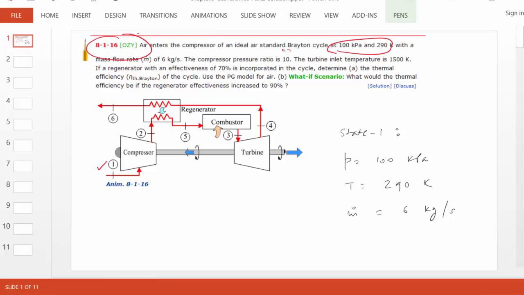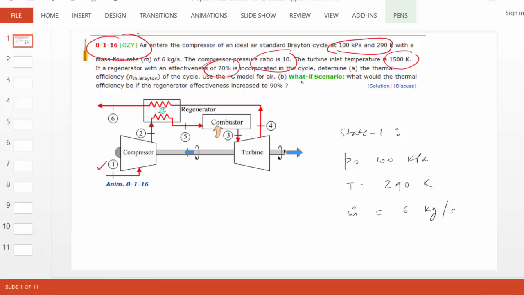The pressure ratio is 10, which means P2 over P1 is 10, so we know P2, which must be equal to P5, P3, etc. The turbine inlet temperature is given to us, and regenerator efficiency is also supplied. We are supposed to find the thermal efficiency of the cycle and do a what-if scenario. We'll come back to this later.